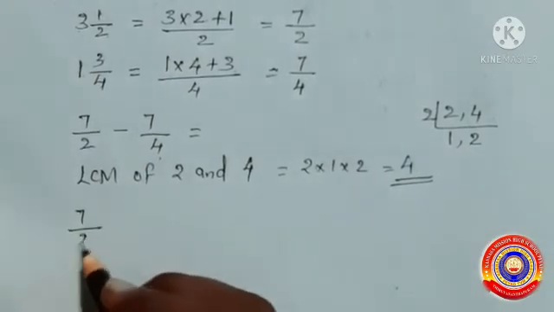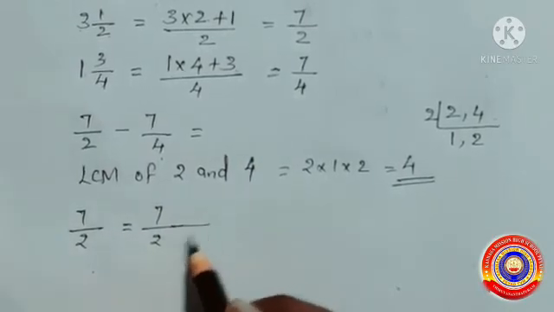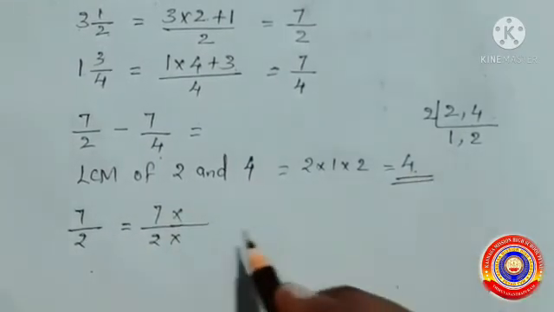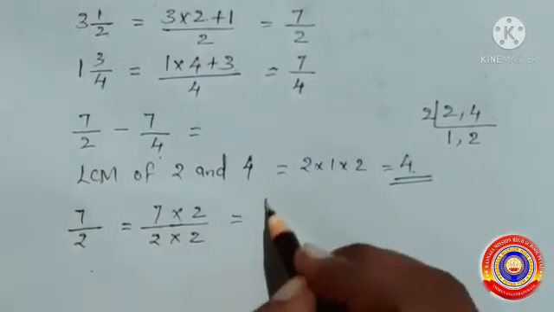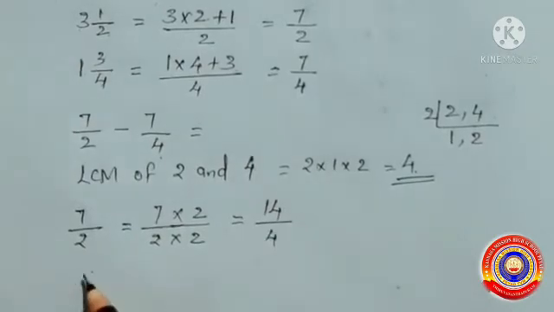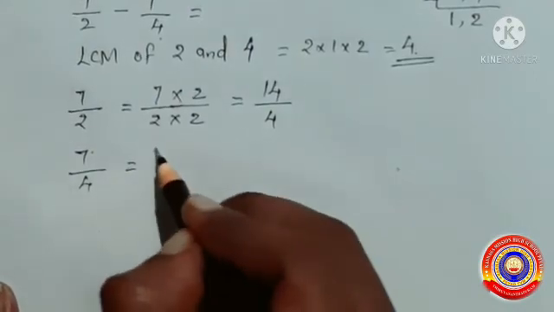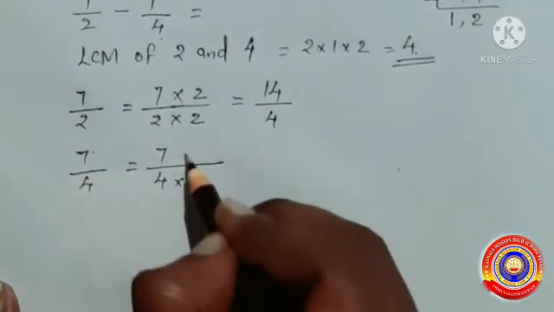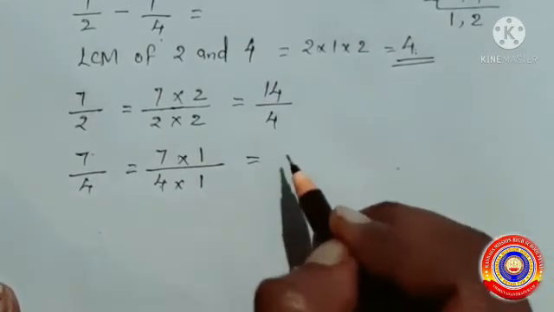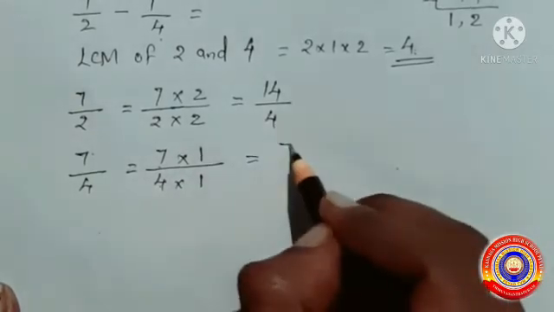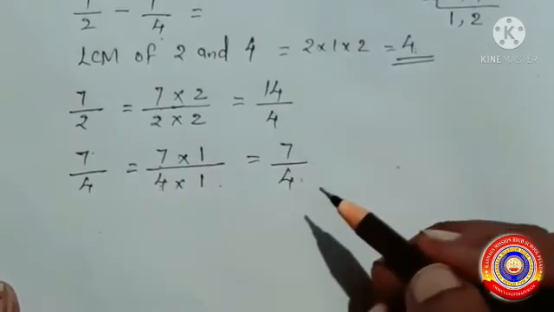7 by 2 is equal to, the denominator 2 multiplied by which number gives the LCM 4? 2 into 2 equals 4. Then multiply this with the numerator also. 7 into 2 equals 14, by 2 into 2 equals 4, 14 by 4. Next, 7 by 4 is equal to, the denominator 4 multiplied by which number gives the LCM 4? 4 into 1 equals 4. Then multiply 1 with the numerator also. 7 into 1 equals 7, by 4 into 1 equals 4. Now we got two like fractions.